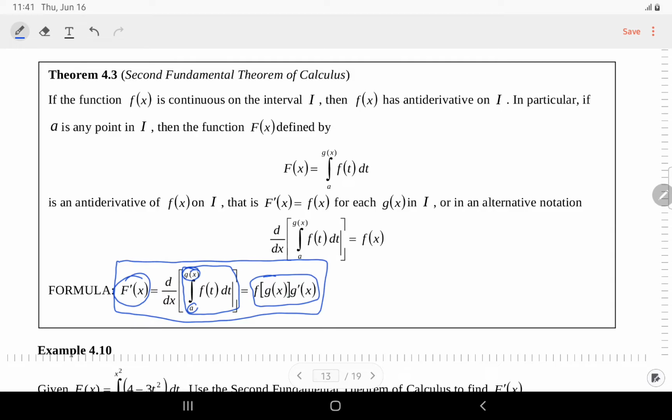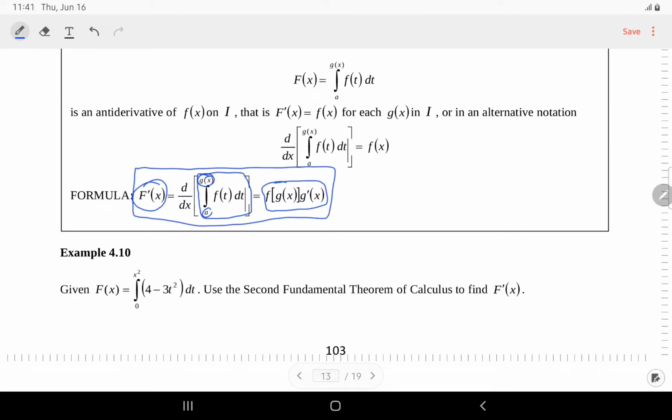For example, you are given this function. You can see here the function given is in the form of an integral. The lower limit is a number and the upper limit is a function. Using the second fundamental theorem of calculus, you need to find f prime x. That means we want to differentiate this function. We have an integration here, so just use this formula.